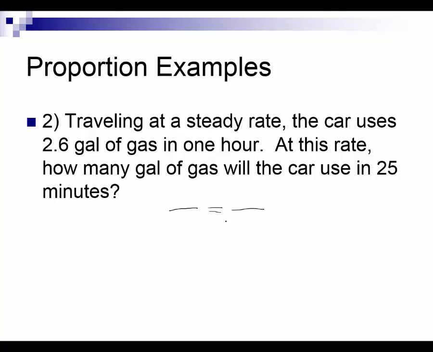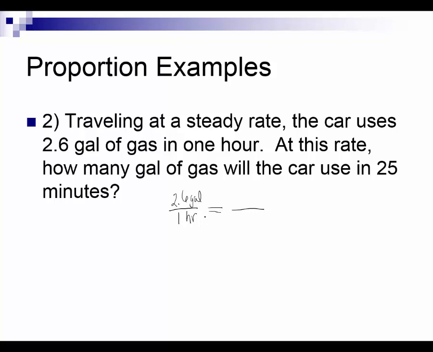Again, as I read through the problem, I'm going to look for numbers that go together. So traveling at a steady rate, the car uses 2.6 gallons of gas. So 2.6 gallons in 1 hour goes with 1 hour. I put them in the same fraction because they are related.